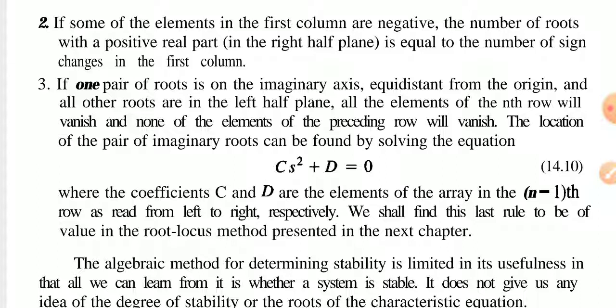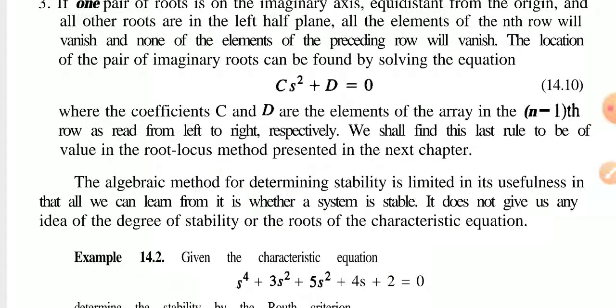The algebraic method for determining stability is limited. Its usefulness is that all we can learn from it is whether a system is stable. It does not give us any idea of the degree of stability or the roots of the characteristic equation.